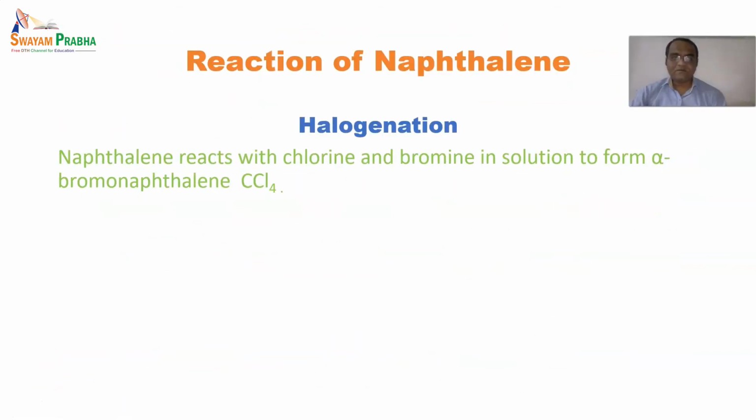Now we'll see reactions of naphthalene. So the first reaction is halogenation. Naphthalene reacts with chlorine and bromine in solution to form alpha bromonaphthalene.